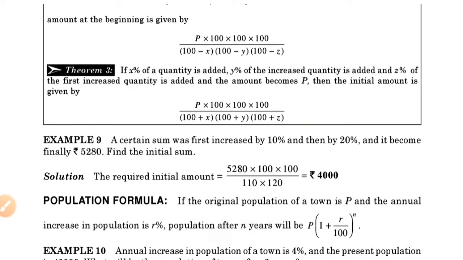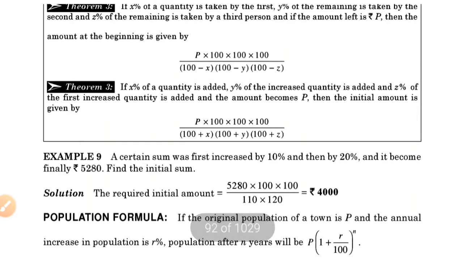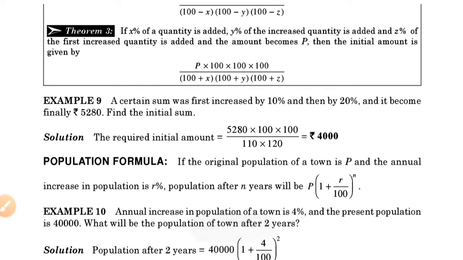The next theorem is, if X% of a quantity is added, Y% of the increased quantity is added, and Z% of the further increased quantity is added, and the amount becomes P, then the initial amount is given by P into 100 into 100 into 100 over 100 plus X into 100 plus Y into 100 plus Z.